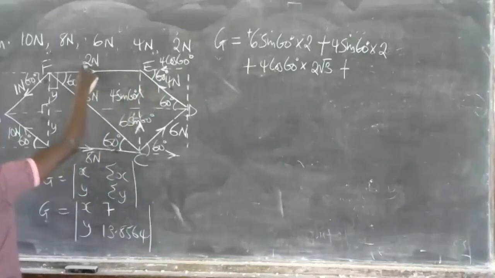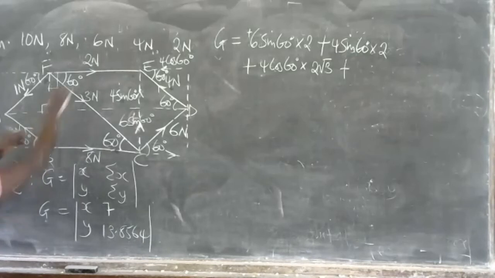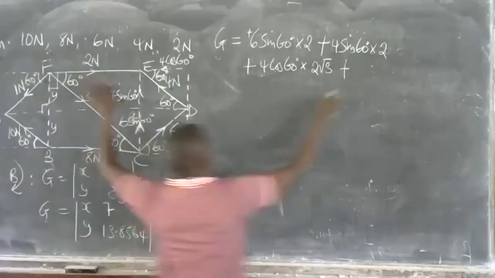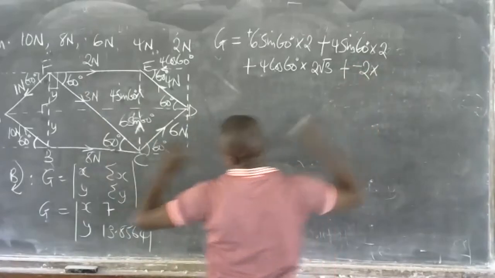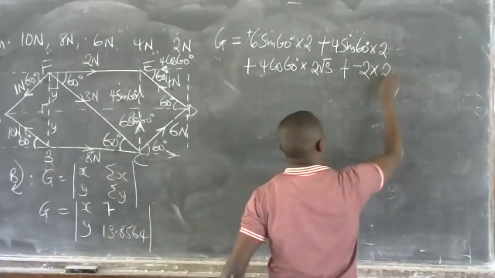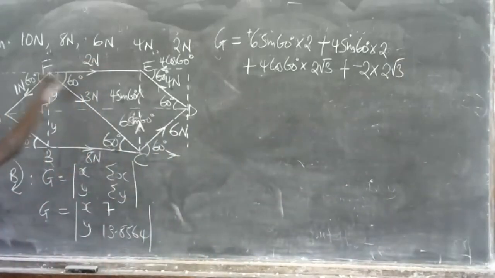That force is done, we go to 2. 2 is clockwise. Rotate clockwise. So it is -2 times the perpendicular distance to 2, which is BF, which is again 2 root 3. So this is done. I move on to 1 Newton force.